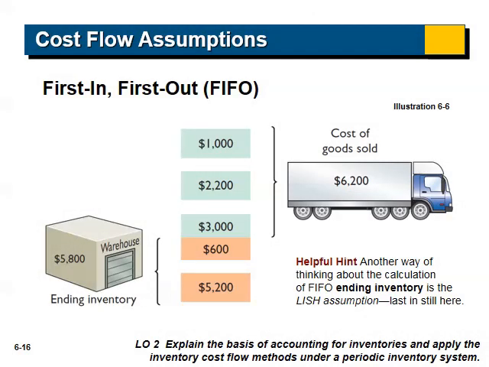So to summarize that, the ending inventory is what we call the last in, still here. If what we sell is the first ones, first in, first out, or first sold, then the last in are still here.